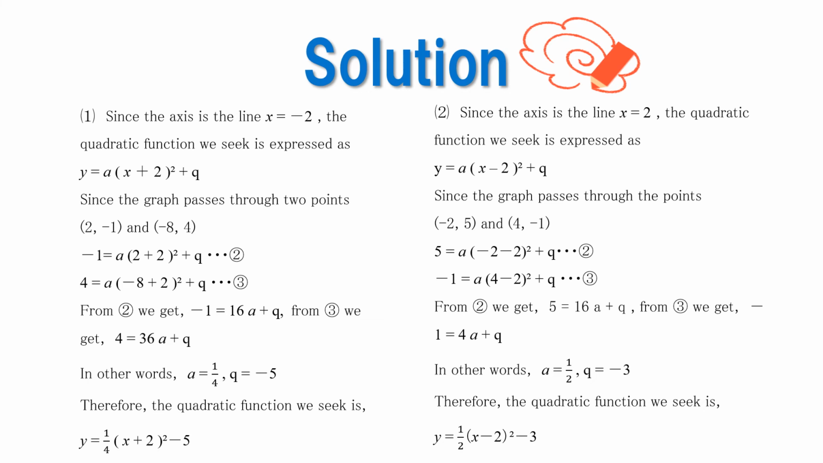Now let's check our answers. The answer to number 1 is y equals 1/4 times (x plus 2) squared minus 5. The answer to number 2 is y equals 1/2 times (x minus 2) squared minus 3.